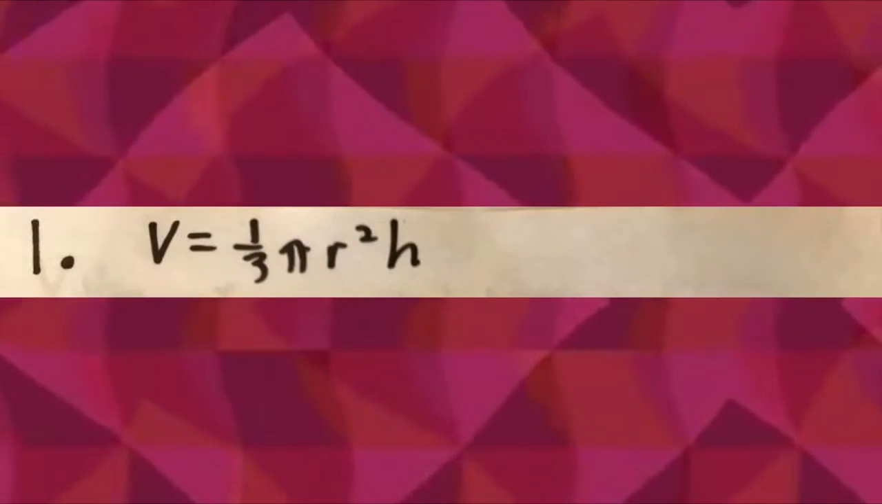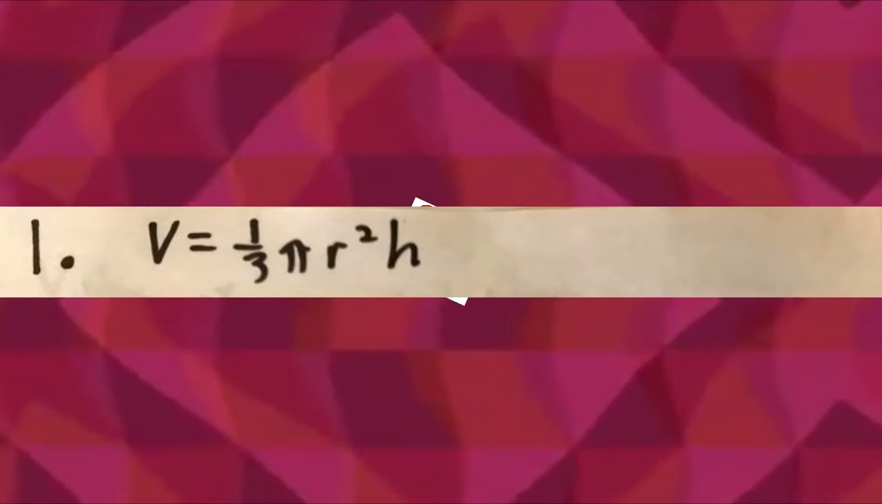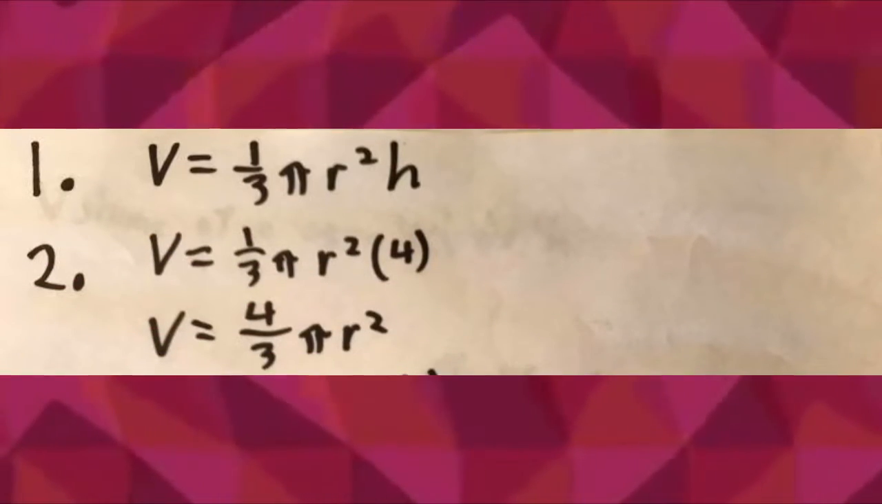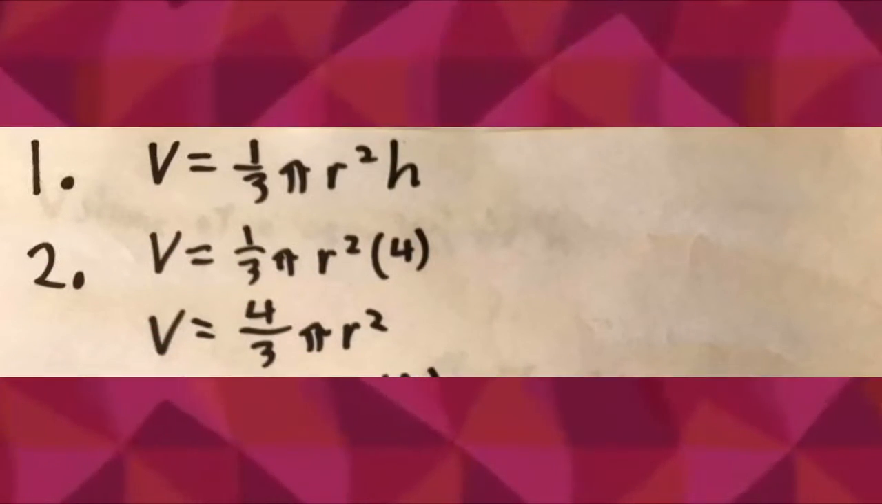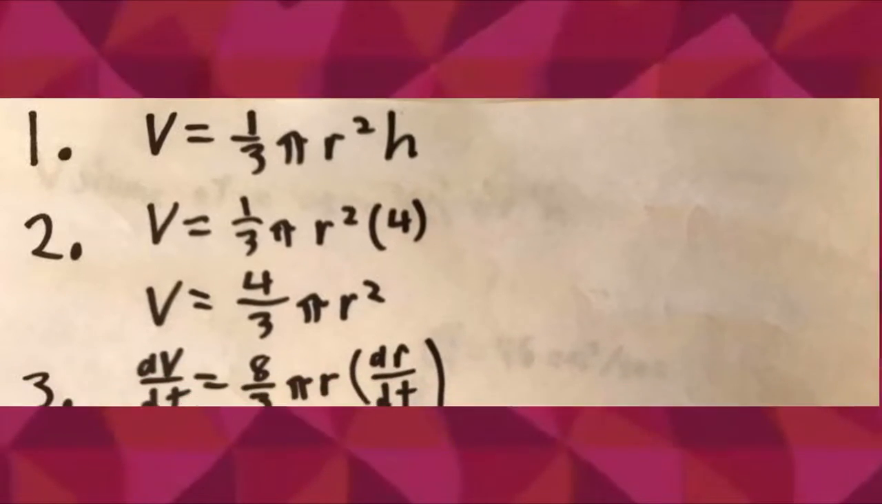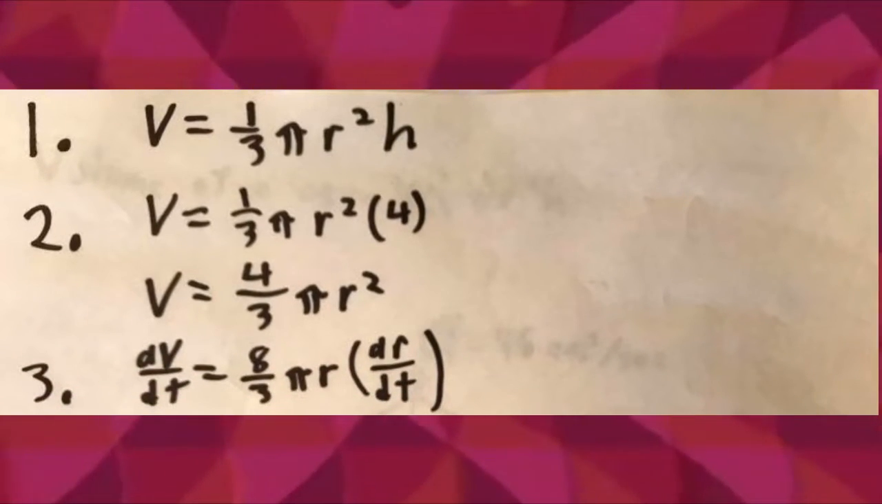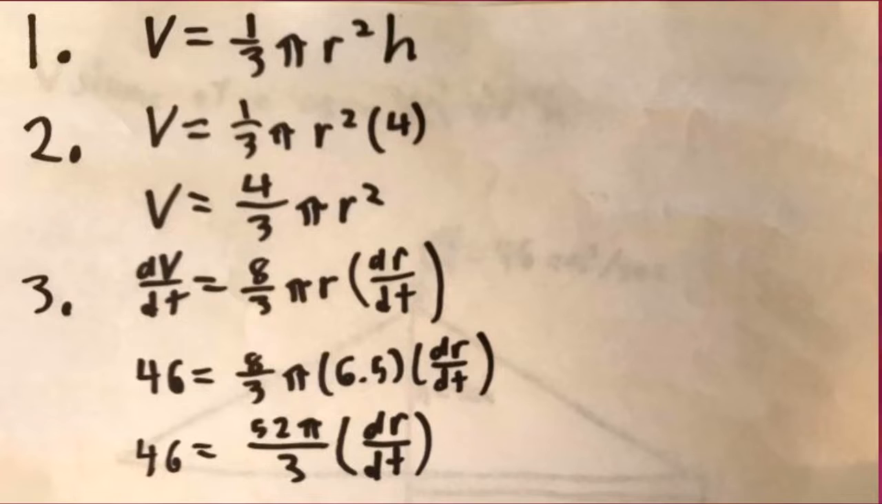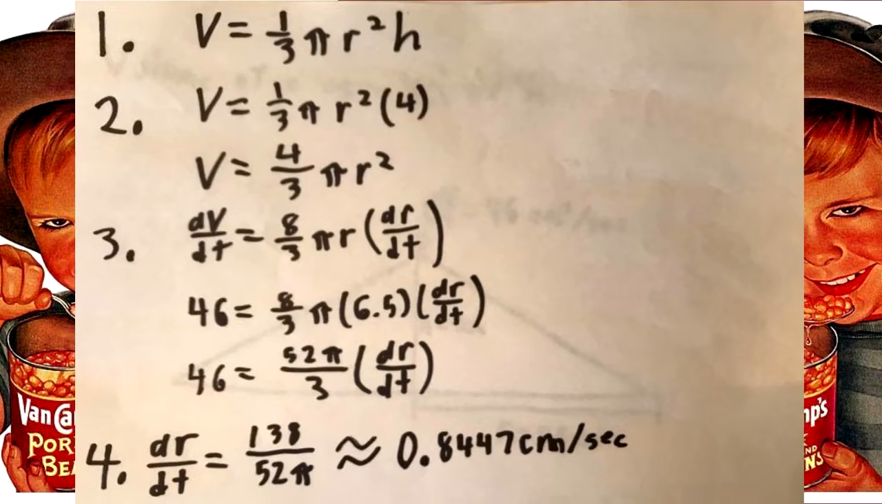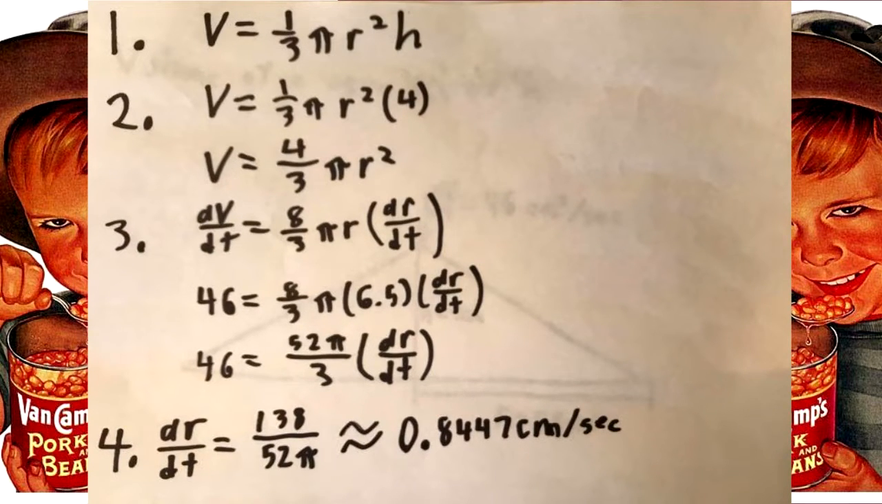Now that you have the equation you're going to be working with, you can plug in any and all constants. You should end up with V equals 4/3 pi r squared. Now that you have that equation, you can take the derivative. Take the derivative with respect to time, and you should end up with dV over dt equals 8/3 pi r times dr over dt. Now that you've taken the derivative, you can plug in any changing values. Once you've plugged in your values, solve in terms of dr over dt.